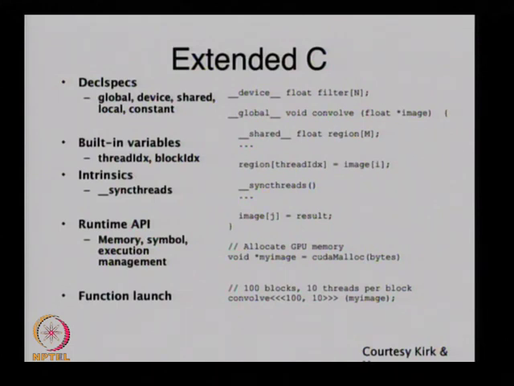When you see the global, and by the way, although on the left side just the keywords that are being added to C are listed, when they are used in a program there are 2 underscores at the beginning and 2 underscores at the end. So it's underscore, underscore, device, underscore, underscore, to say that it's a device variable.